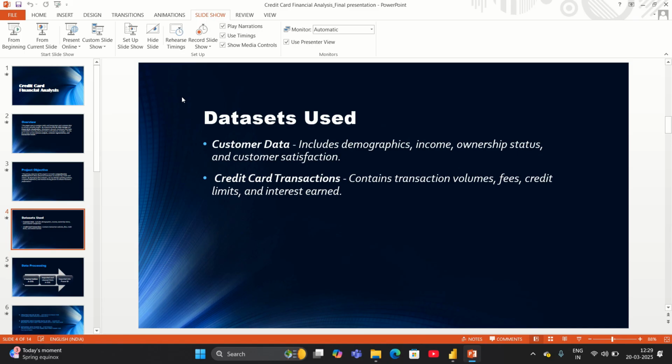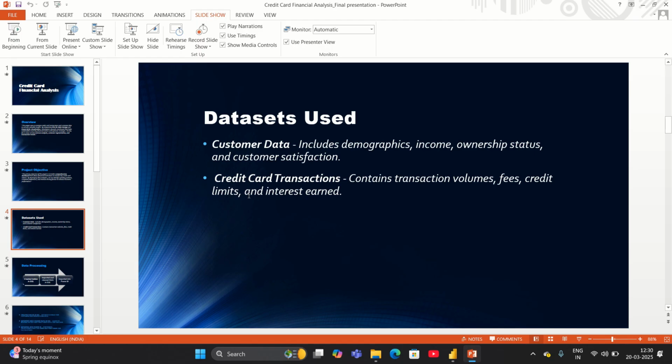Now I can explain the data sets I have used in this project. Here I have used two data sets. One is customer data and another one is credit card transaction data. Customer data includes demographics, financial and customer experiences, and the second one is credit card transactions that includes card categories, transaction volume, amount, credit card limit, utilization and interest earned.